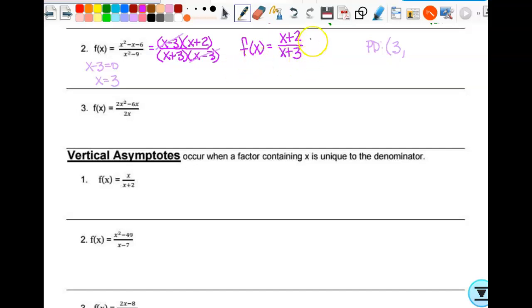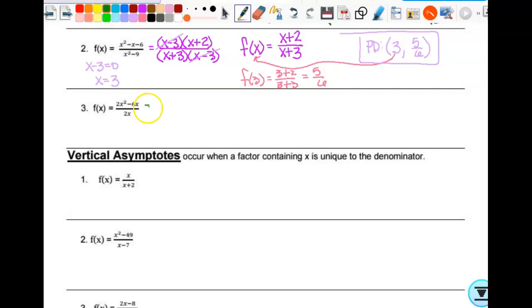So the reduced function is what I would actually use to graph, and I also need to use it to find this point discontinuity. So this 3 goes in right there. So I do f of 3. That is equal to 3 plus 2 over 3 plus 3. That is 5 over 6. So my point discontinuity is 3, 5/6. That's where the hole is. Okay. What questions you got? We good? Okay.